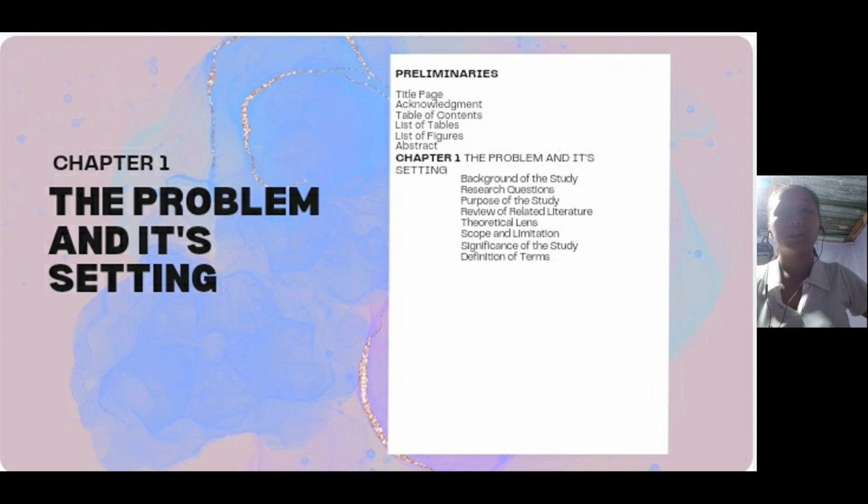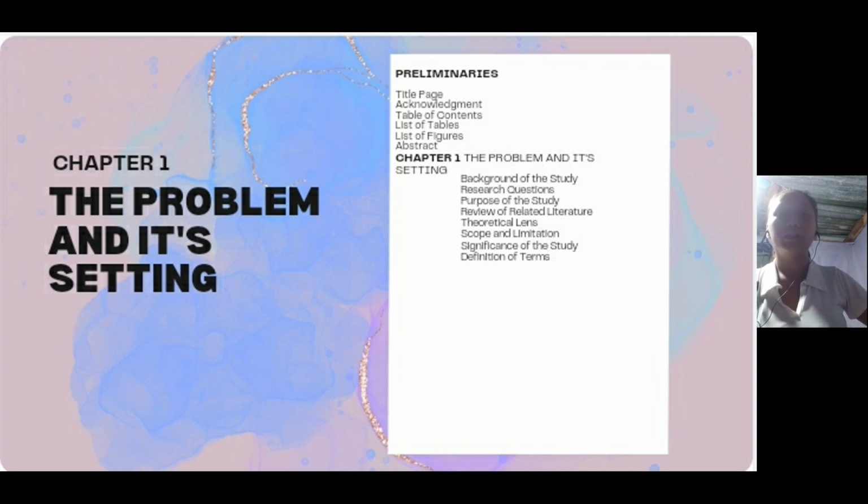Next is the significance of the study. It is important because it refers to the contribution and impact of your study on the research field. The significance also signals who benefits from the research findings and how.